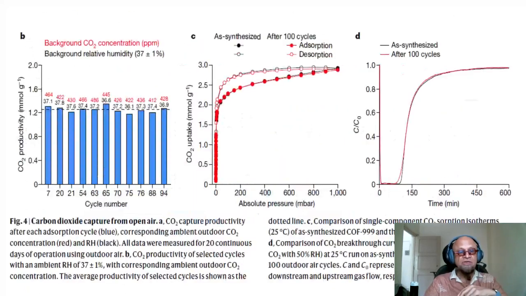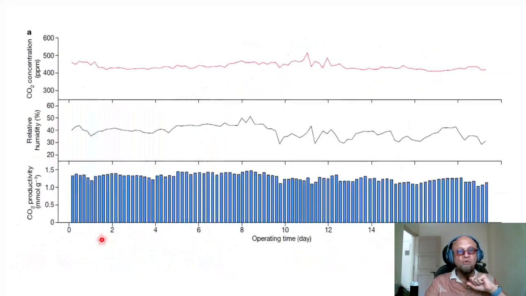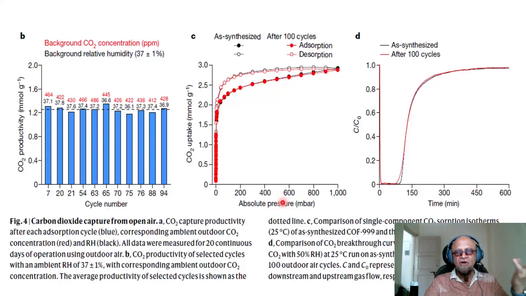Here is a figure. I'm jumping ahead and showing just one figure of the air experiment in the real world. Carbon dioxide capture from open air, CO2 capture productivity after each adsorption cycle in blue here. So you can see the operating time of the day and CO2 productivity in millimole per gram, in the range of what we mentioned before, depending on humidity. Berkeley, California is a relatively dry place. It's along a cold, cooler region of California. It's in the interior, but still.